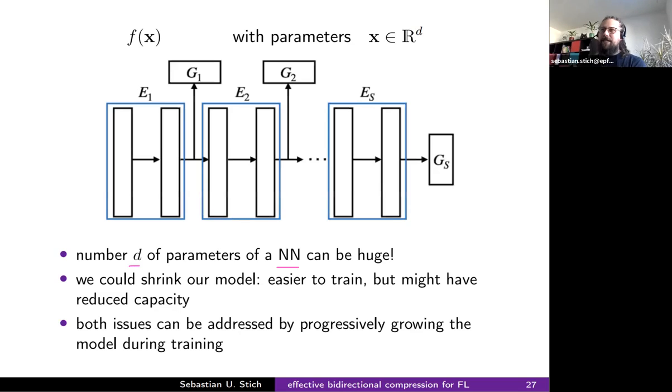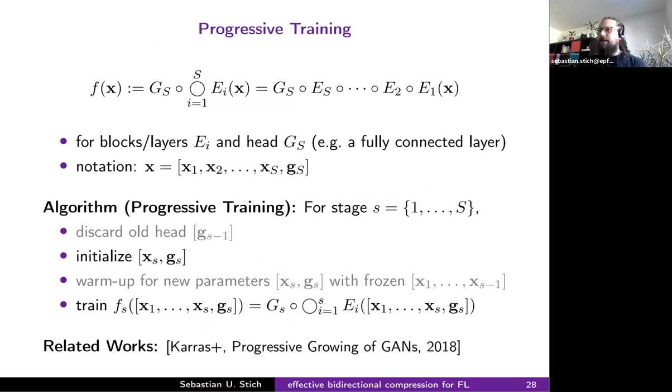So one idea that we could do is to grow these networks as we train. We first train the small model. This is very communication efficient because we have only a few parameters that we have to send between the clients and the server. And if you want to increase the accuracy, we can start growing the model. To make this a bit formal, I can write my neural network as a composition of different layers that act one after the other on the input. These could be blocks or simple layers.